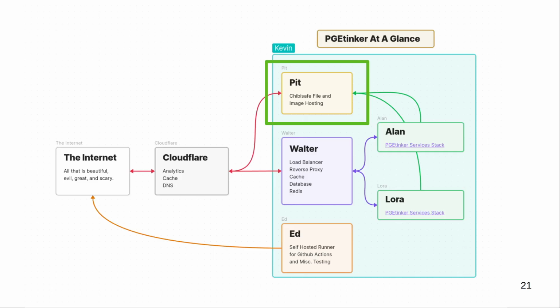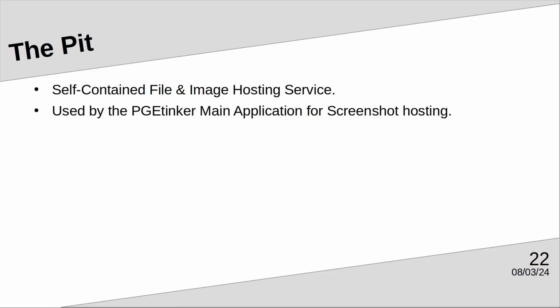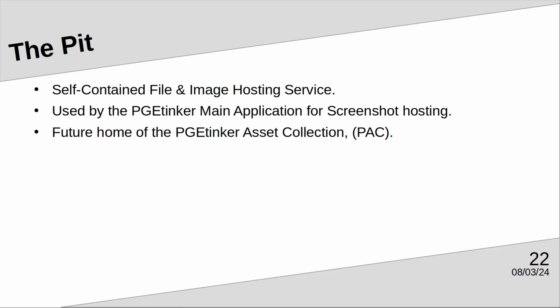The PIT. All right, the PIT is a self-contained file and image hosting service. It's used by the PGEtinker main application for screenshot hosting. So whenever you share something and it's successful at taking a screenshot, it uploads it to the PIT and gets the URL back, and that's how we get the embedding for the shares. And it will also be the future home of the PGEtinker asset collection, which I need to sit down and get together with people, and we need to pick what graphics are going to be a part of that.